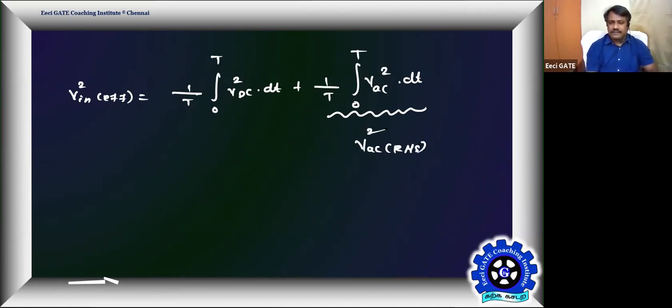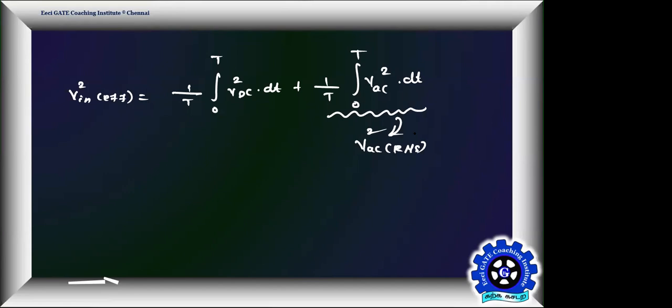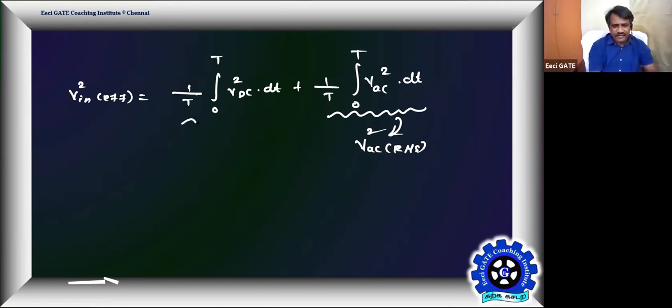So tell me what is this? Agree? Yes or no? It's the RMS value square of the AC component. Correct? Yes, sir. Then what about this? So V square DC is out of integration. Integration of dt is T, upper limit T, lower limit 0. Then you will get this 1 by T, and this will get cancelled, and it is going to be this component. That's what V in square effective is.